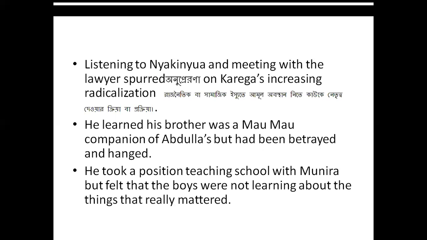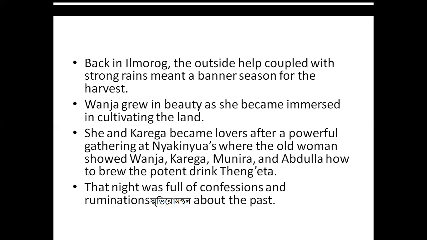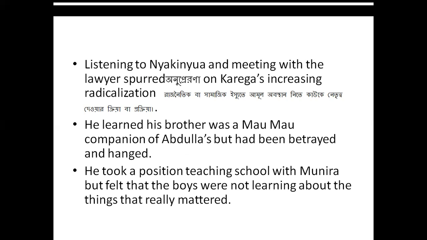He learned about his brother. So at the time, what we see is that they drink Thenketa, and after that, everybody started telling their past. Okay. And in their story, Karega learned that his brother was a Mau Mau companion of Abdullah's, but had been betrayed and hanged. Karega also learned that in this night's gathering.